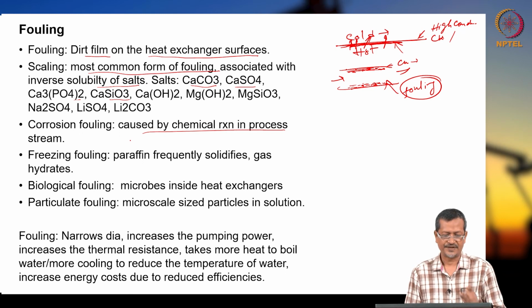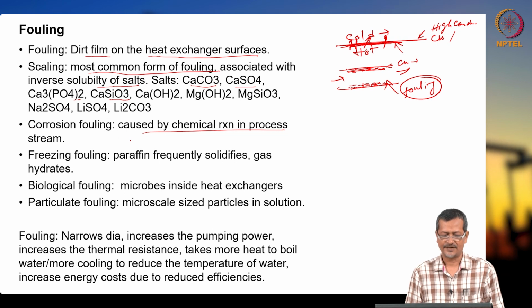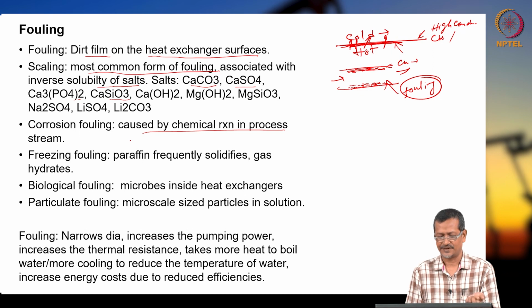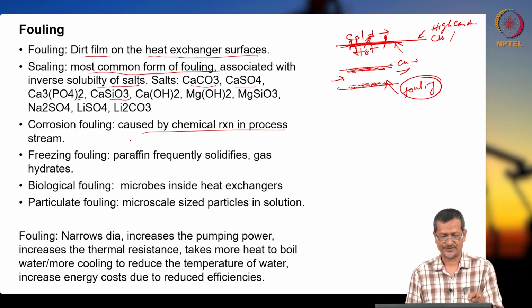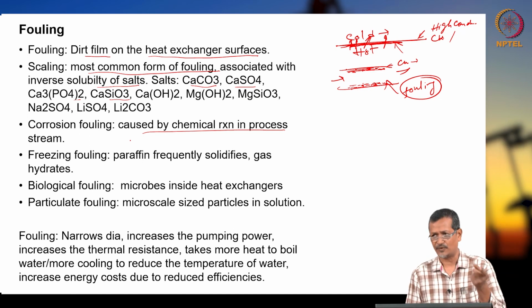Okay. So freezing fouling: paraffin or other chemicals are there. At low temperature those will be getting deposited on the pipe system. Okay, that will be blocking the flow system. That is also undesirable. Biological fouling: in many cases microbes and other biological growth will be there. So that will also be blocking the flow path.